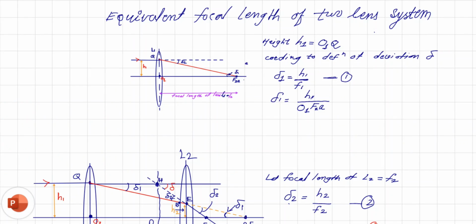Now let us consider how the equivalent focal length of a two lens system can be calculated. Here it is L1 that we saw. Light is incident at height h1, making angle delta 1. So from this figure, delta 1 is equal to h1 upon f1. But f1 is nothing but the distance from this to this point, that is O1 to f2a.